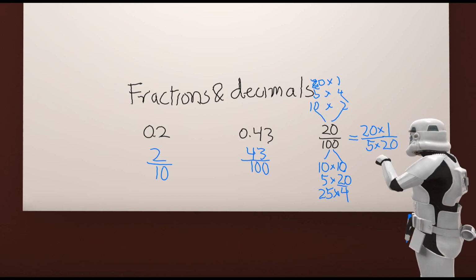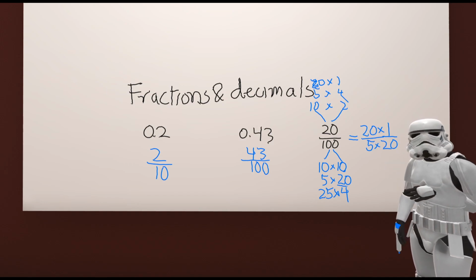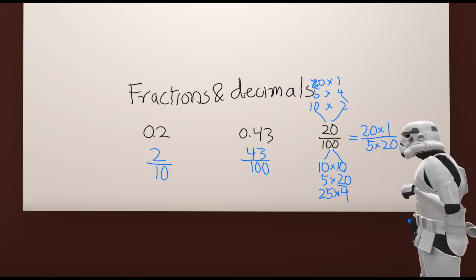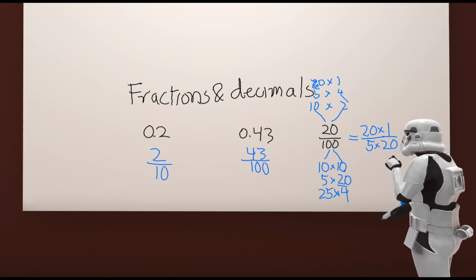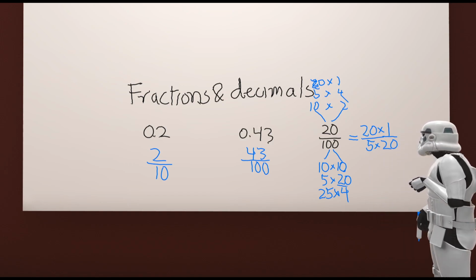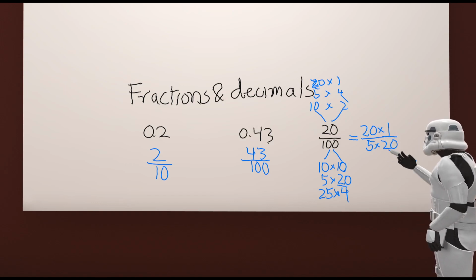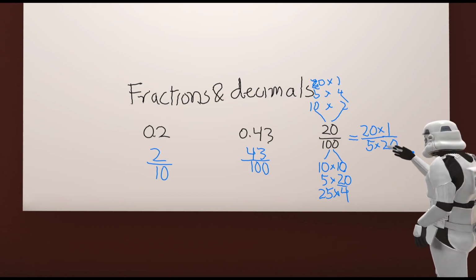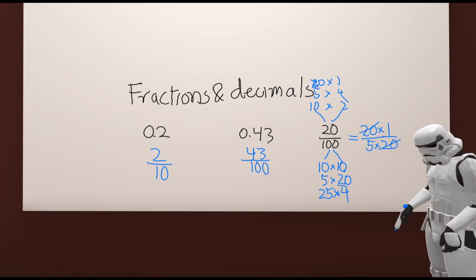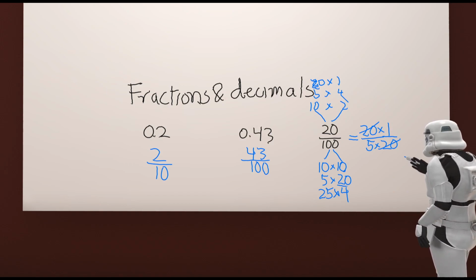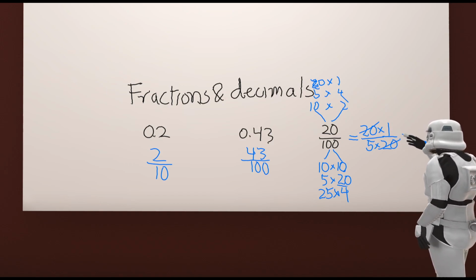Now, 20 times 1 is 20. And on the bottom, 5 times 20 is 100. So we haven't changed anything. We've just changed how it looks. Now, we have a 20 on the top and a 20 on the bottom. So what we can do is we can cancel out these 20s. And then we can just write what's left over. So we just have 1/5.